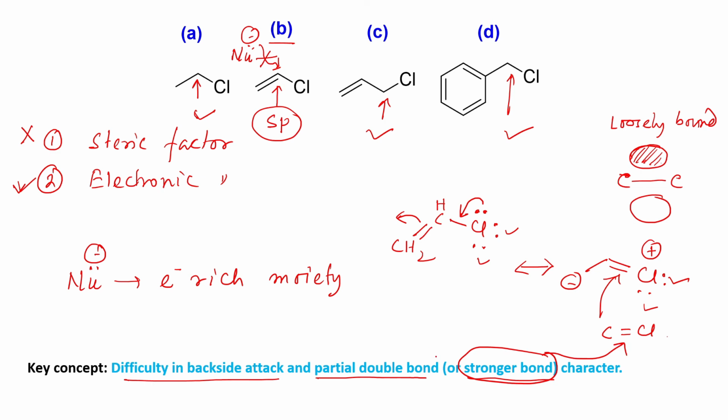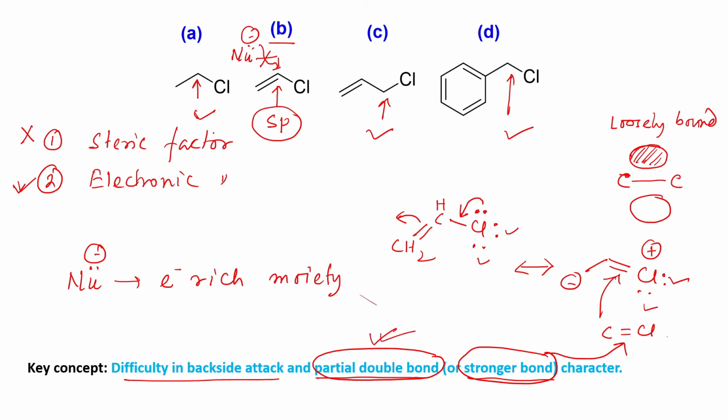Not only that, another word I have written, partial double bond. So actually the electronic distribution is the average of two canonical forms here. That's why I can say in one case single bond, in another case double bond. So overall it's a partial double bond. So due to two reasons: one, nucleophilic attack on an sp2 center is not possible because of pi electron repulsion. Point number two, this carbon chlorine bond has partial double bond character.